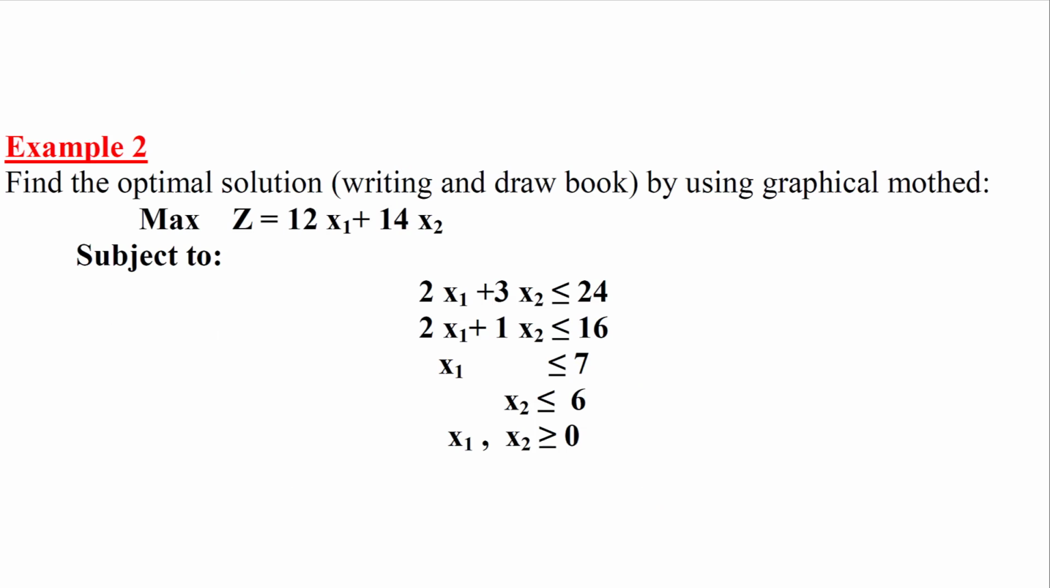Example 2, find the optimal solution by using graphical method. The objective function is z = 12x1 + 14x2, subject to 4 constraints. The first constraint: 2x1 + 3x2 ≤ 24. Constraint 2: 2x1 + x2 ≤ 16. Third constraint: x1 ≤ 7. For the fourth: x2 ≤ 6.